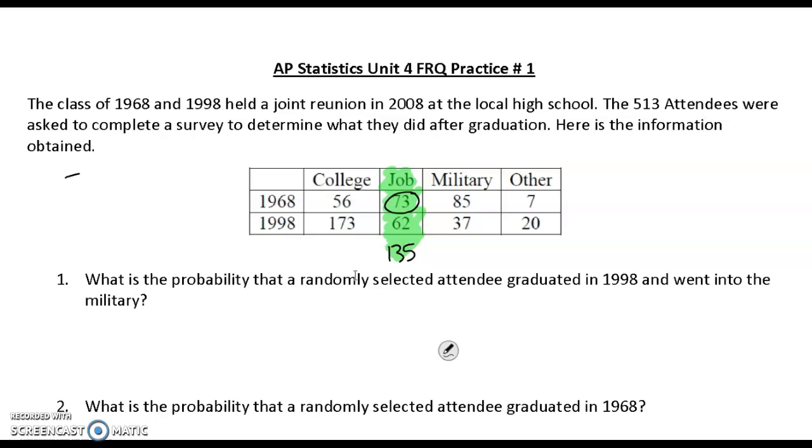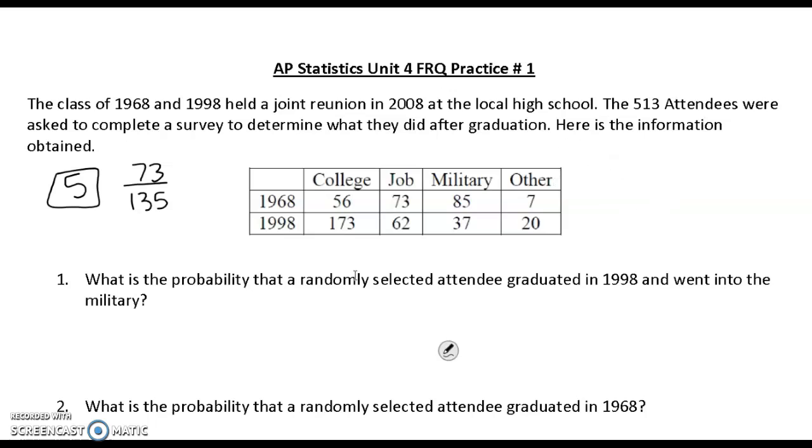So for question 5, what I'm looking at is just the number of people out of a job who graduated in the class of 1968. So that's actually just 73 out of 135. Now there are ways to write this notation, but again, we'll introduce that next week. The goal here is just that you're able to recognize the differences. And then on question 6, it says, what is the probability that a randomly selected attendee pursued a job after graduation, given that they graduated in 1968?